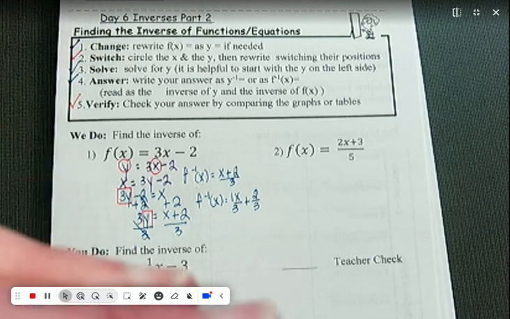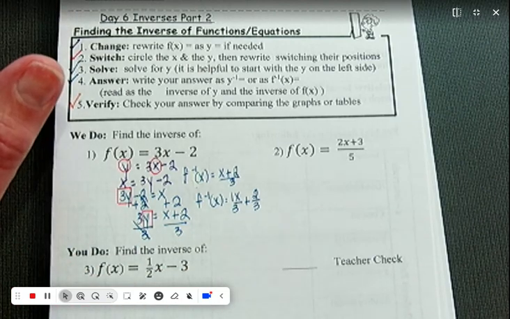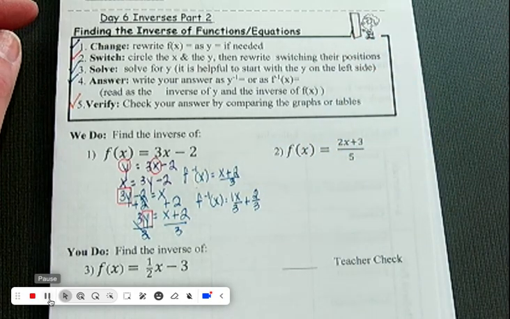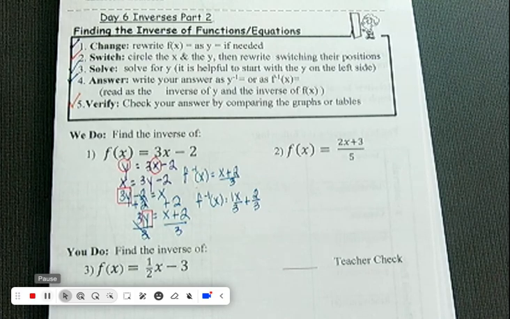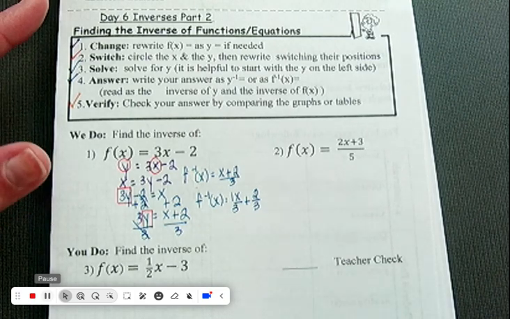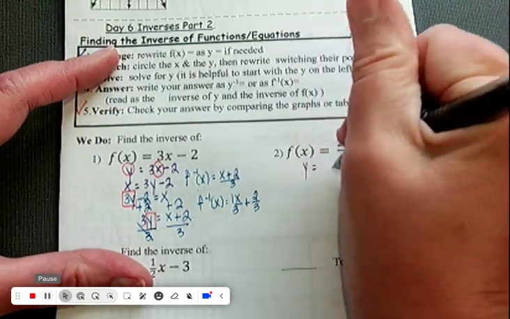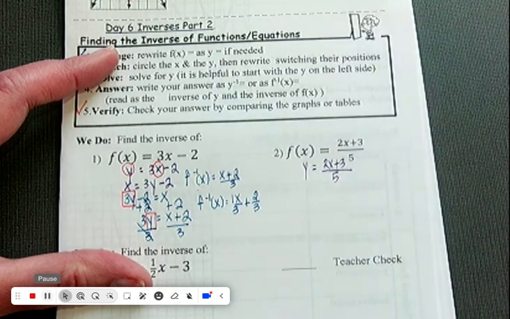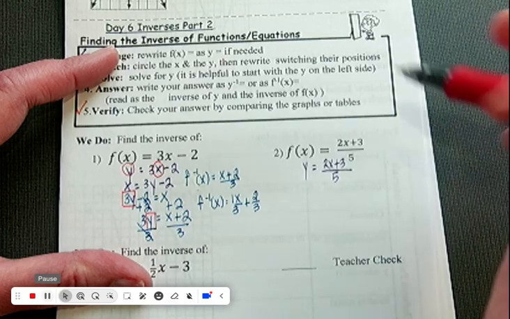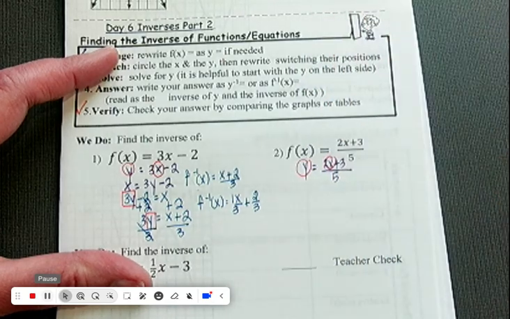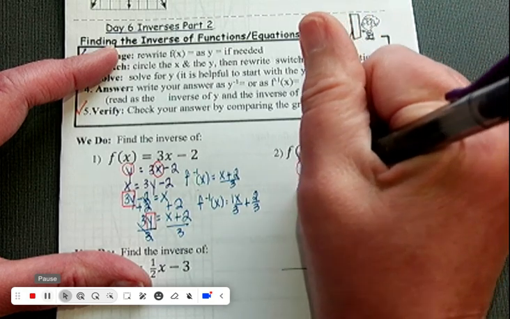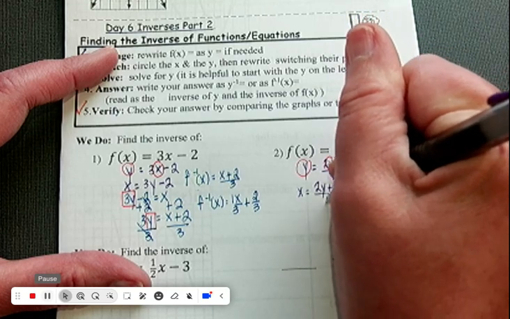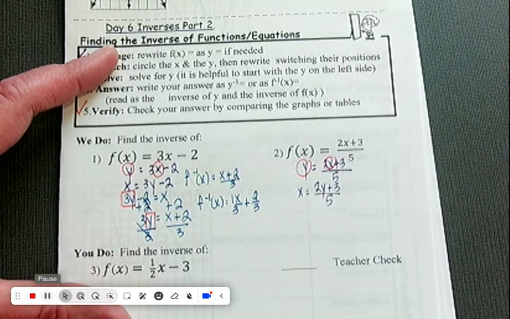So number 2, first we're going to change f of x to y equals 2x plus 3 over 5. And then we're going to circle our x and y, and then we're going to switch them. So I'm going to rewrite this equation as x equals 2y plus 3 over 5. So I'm just changing my variable, switching position.